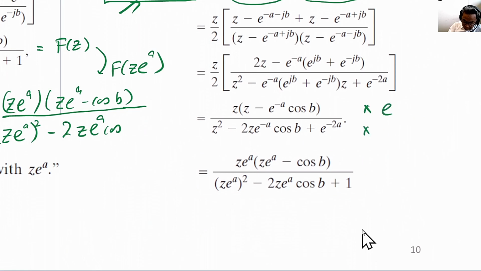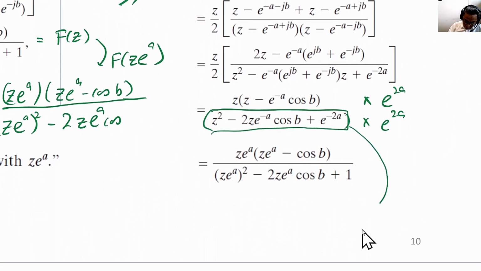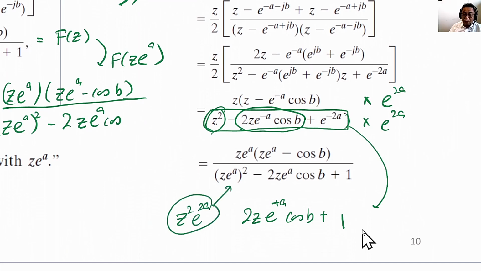Multiply top and bottom by e^a. Let us see what happens when we multiply the expression at the denominator by e^a. We'll get e^(-2a) times e^a is e^(-a)... here 2z e^(-a) cos(b) times e^a will give 2z cos(b) with e^a. z squared times e^a will have z squared e^a, and this reduces to (z e^a) to the power of 2. So the denominator works out.